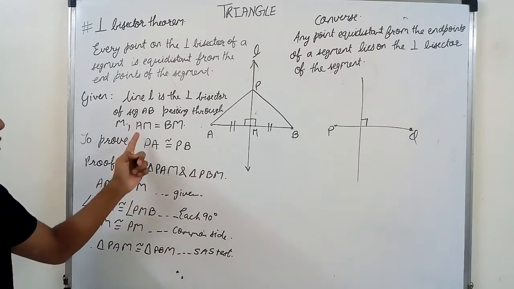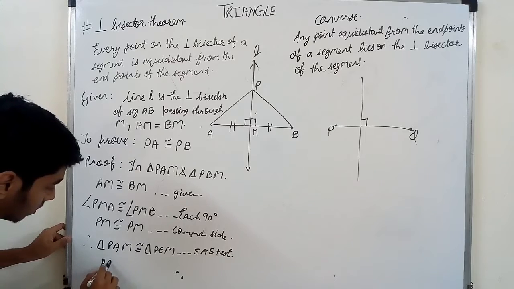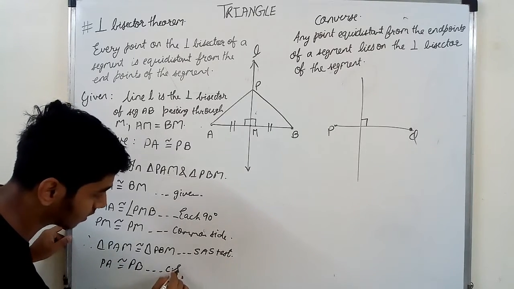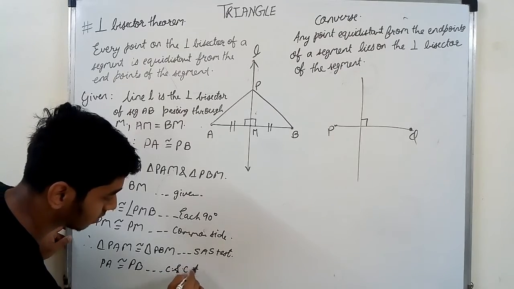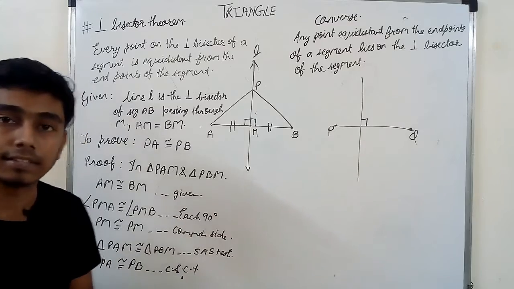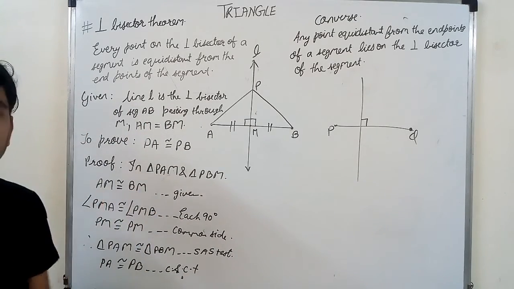Now what are we supposed to prove? PA should be equal to PB. Therefore we can say that PA is congruent to PB by CPCT. Okay, corresponding parts of congruent triangles. Okay, so this is the proof for this. I hope you have understood this.